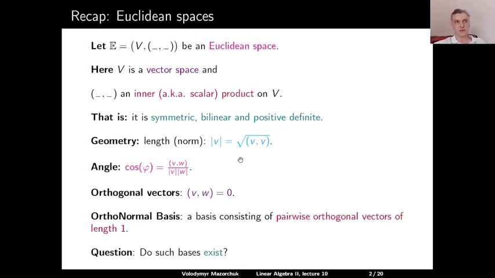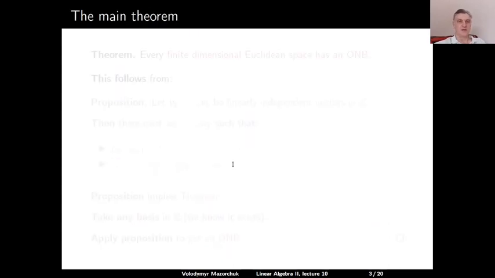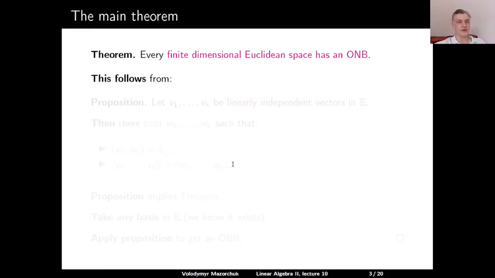We know that all finite dimensional spaces have some bases, but now we specified some properties, so we need to prove that bases with such properties exist. The main result of today's lecture is the following theorem. Every finite dimensional Euclidean space has an orthonormal basis. And this theorem follows directly from the following proposition.